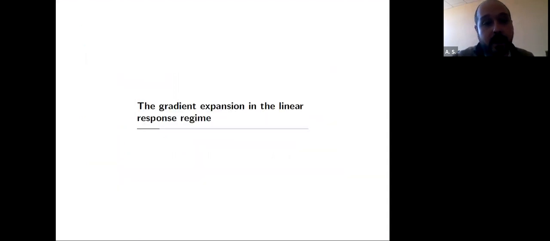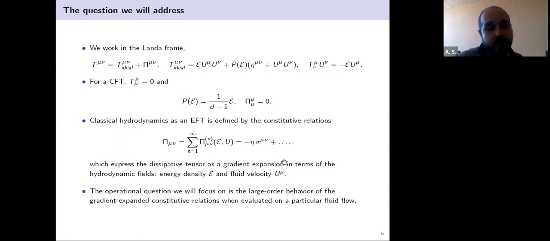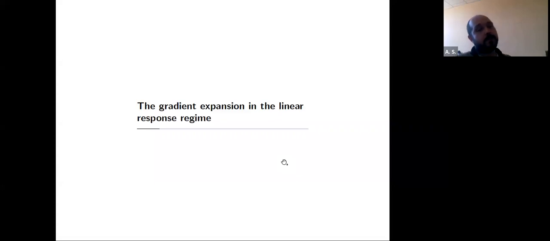Okay, good. So I'm going to start by discussing this gradient expansion in the linear response regime for the following reason. We found out in 2020 that if you pay the price of restricting yourself to infinitesimal fluctuations around thermal equilibrium, then you can achieve a general result that applies to arbitrary fluid flows without any symmetry restrictions. So here we are trading the nonlinearity of the flow for the genericity of the flow in this approach.